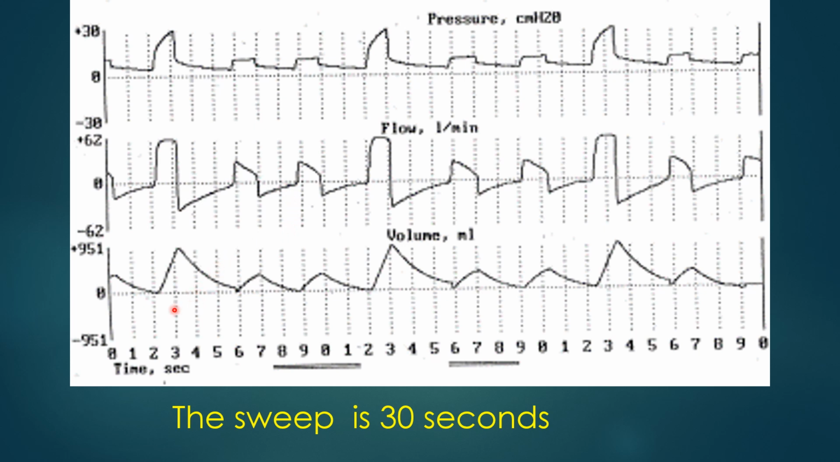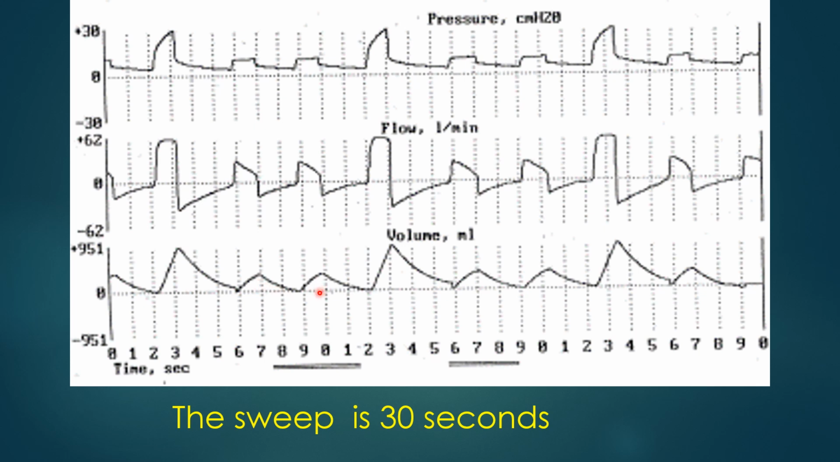Down here on our volume curve, we can also see that there's a difference in the breaths. Here's our mandatory breath. It looks like a very big tidal volume, 950. And then these spontaneous pressure supported breaths, there's not very much pressure support. The patient is breathing spontaneously, so his tidal volume is much lower. It's probably about 400 or something tidal volume.